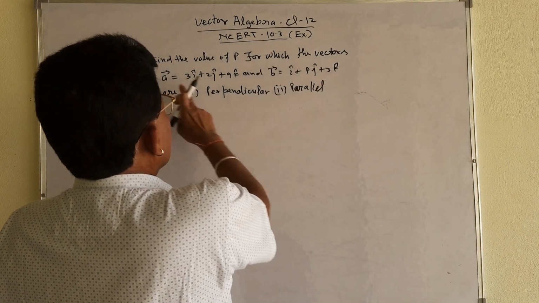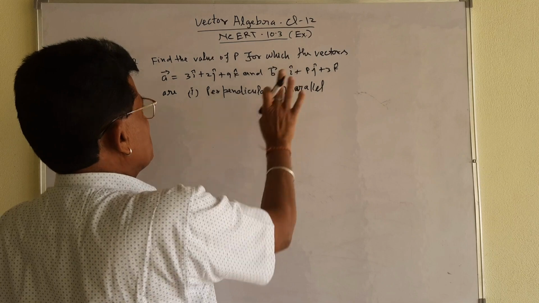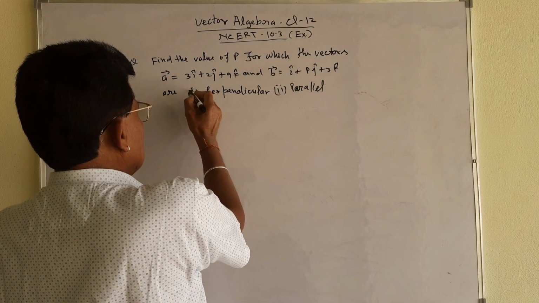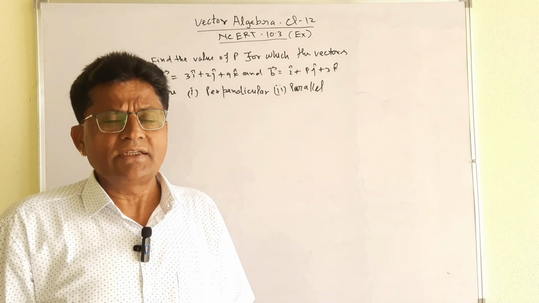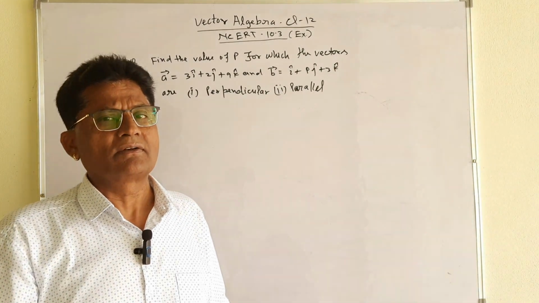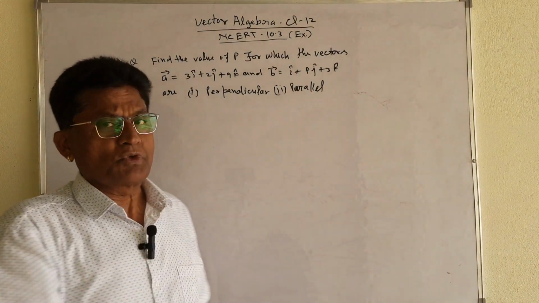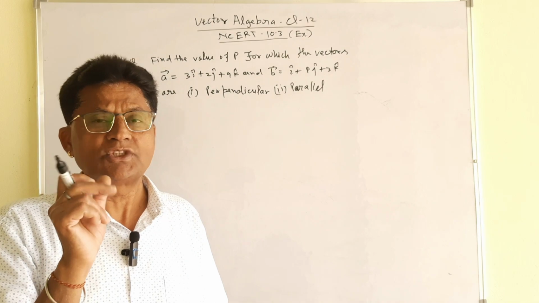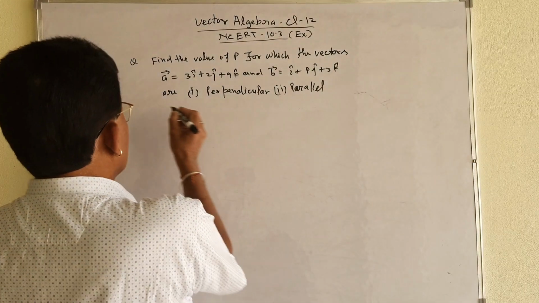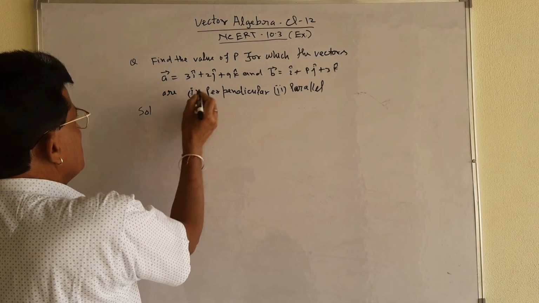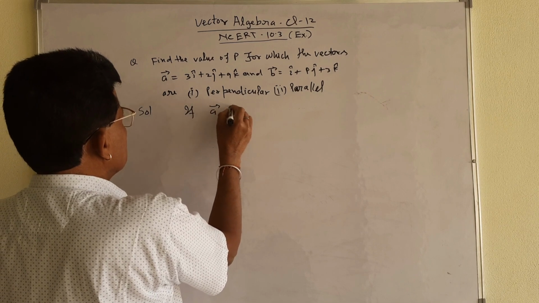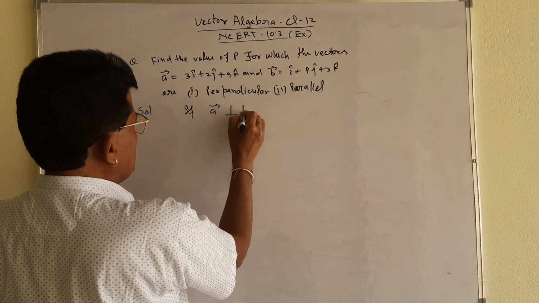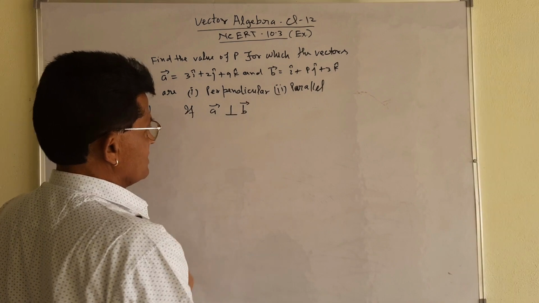The value of p for which the two vectors, vector A and vector B, will be perpendicular to each other is the first case. The second case is when they will be parallel to each other. Generally the student gets confused in these two conditions. Let me clear these two conditions. First of all, let me take vector A perpendicular to vector B, okay?